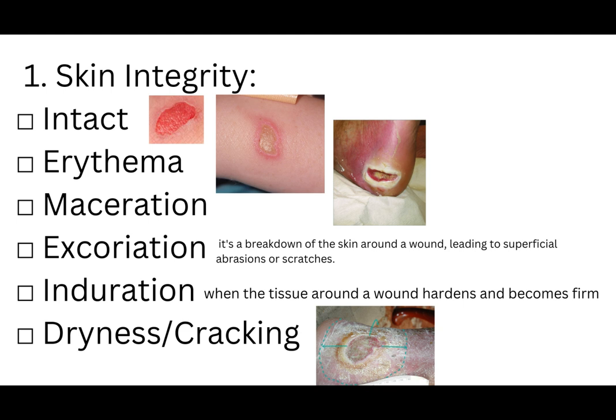Then we have excoriation. Now, I didn't put a picture for this because I want you to actually understand it. So it's a breakdown of the skin around the wound, leading to superficial abrasions or scratches. Okay, so that's excoriation. It's superficial abrasions or scratches around the wound. And then induration is when the tissue becomes really hard or firm around the wound. And lastly, we have dryness and cracking.